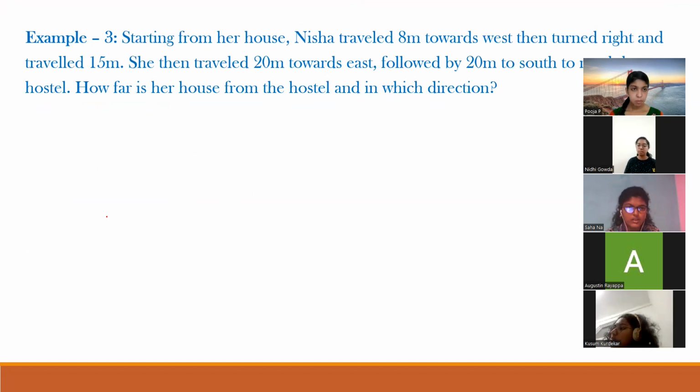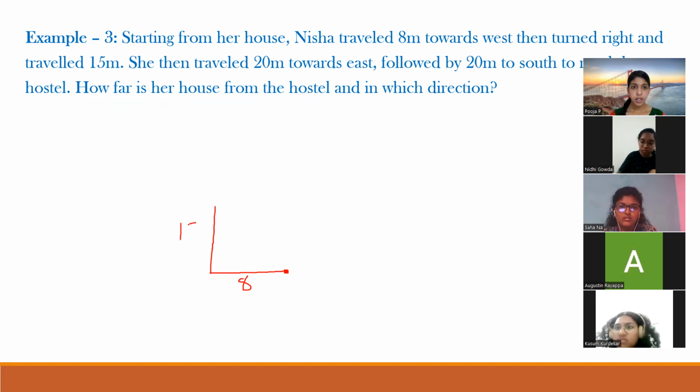So coming to the third example that we have for today, starting from her house, Nisha traveled 8 meters towards west. Okay, so let's say her house starts here. She travels 8 meters west. Okay. Then turned right and traveled 15 meters. So from west, her right is nothing but up north. So this comes to 15. She then traveled 20 meters towards east. So this much is 8. So this entire thing is 20.